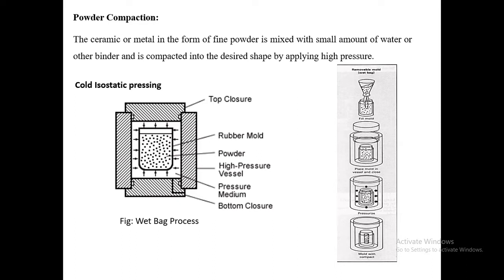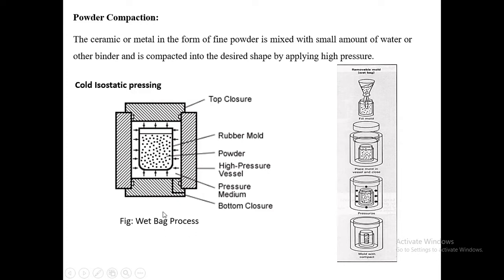If you want to get more complex shapes, then we go for isostatic pressing. Isostatic pressing is where the pressure is applied uniformly in all directions through a fluid. Isostatic pressing can be of two types: one is cold isostatic pressing, another one is hot isostatic pressing. Cold isostatic pressing works at room temperature, and the process I will be explaining for cold isostatic pressing is the wet bag process.